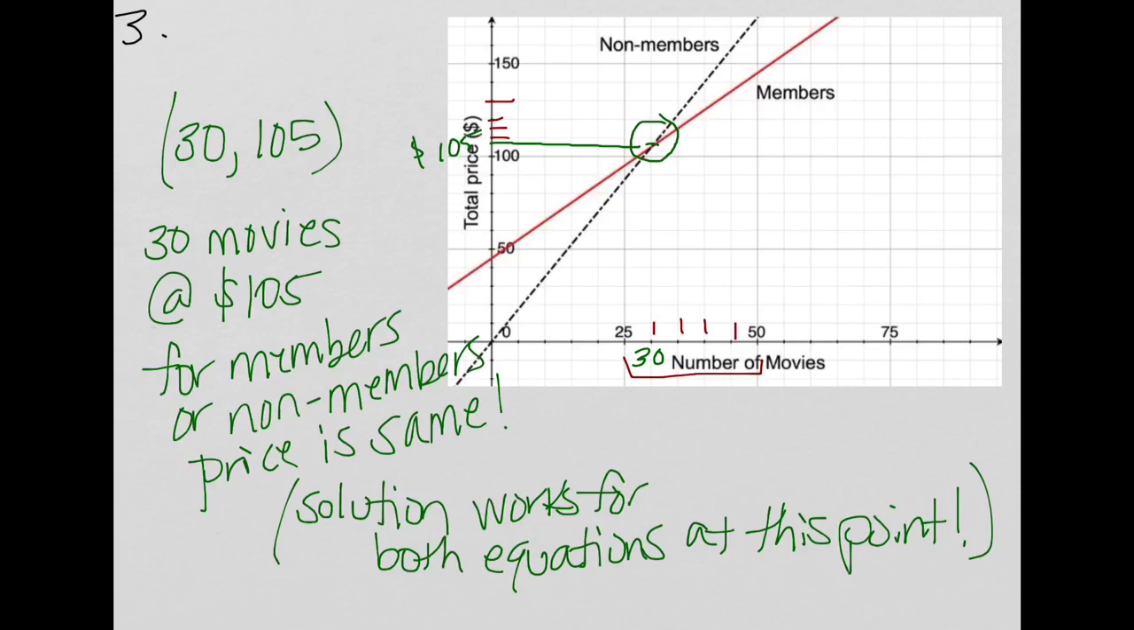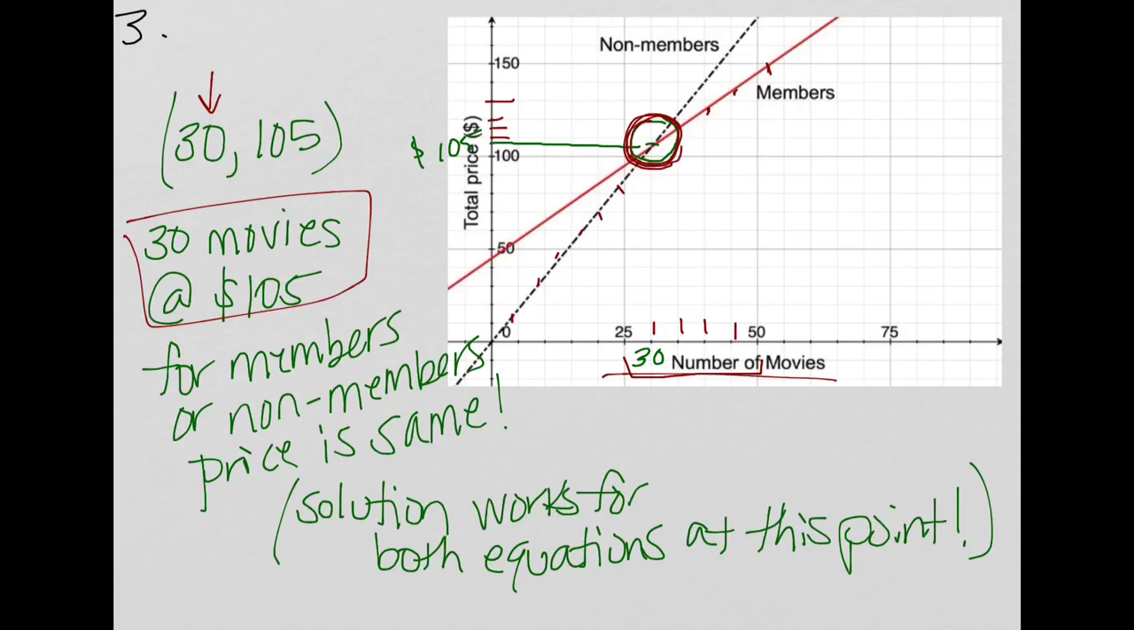So we're going to say it's about 30 and 105, and in context, this means there's 30 movies, since the x value is movies down here, for $105. And again, bring it back to context. That means for members or non-members, the price is going to be the same at this one point. They're both paying the same amount. Now, anywhere else on this graph, members would be paying less here, but then non-members would be paying less down here. All right, so it's a context problem, and you have to know what it means.